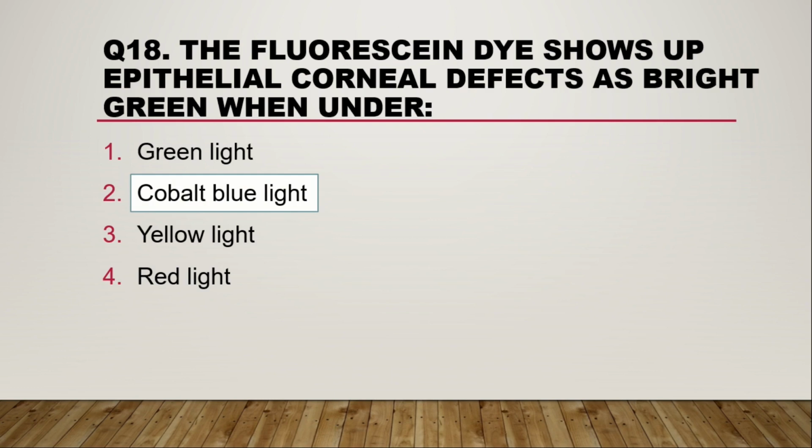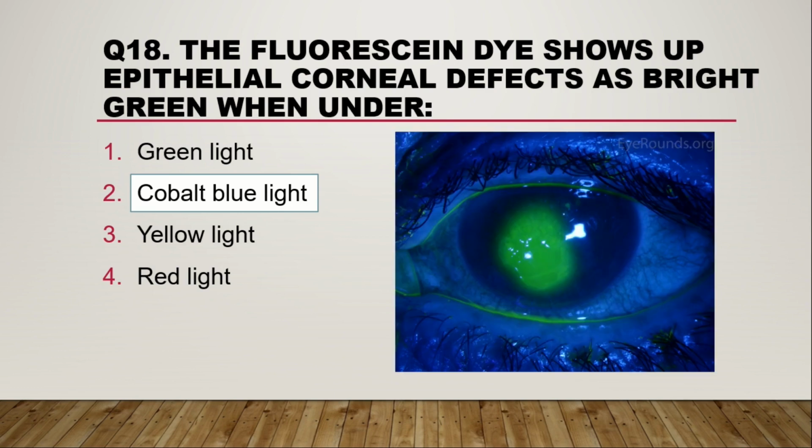Cobalt blue light provides a suitable means of exciting sodium fluorescein, that is an orange dye, for examination of ocular surface integrity. Fluorescein mostly absorbs light of wavelengths between 485 and 500 nanometers. This then causes it to shine and emit a greenish light. Here in this picture you can see bright greenish corneal defect in cobalt blue light.